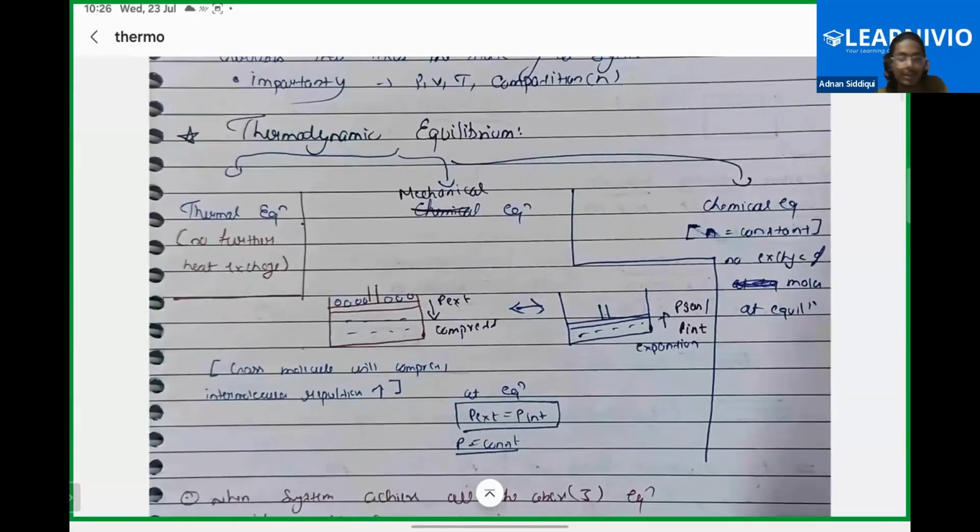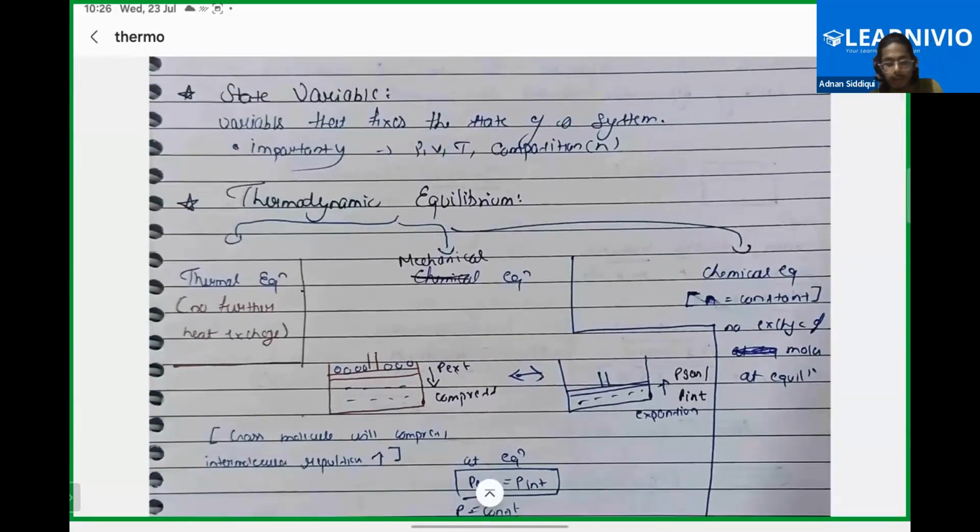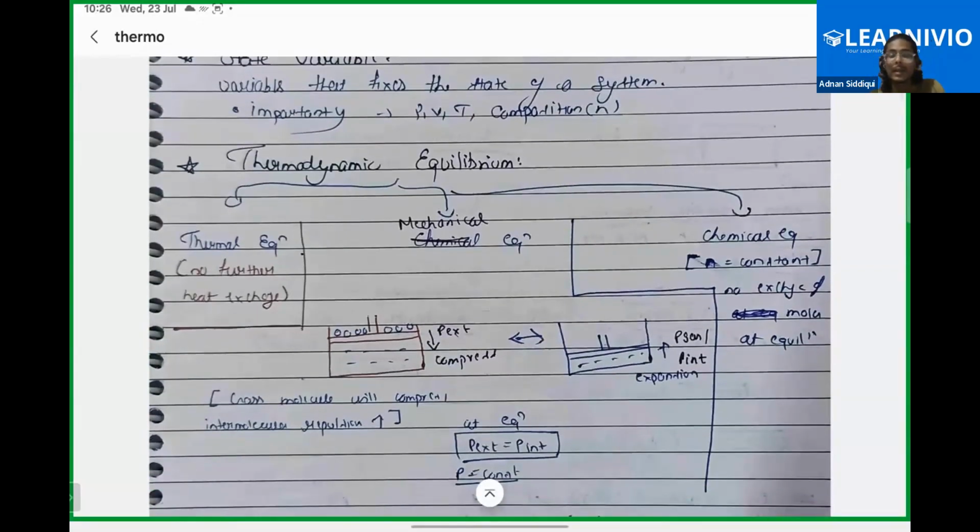Okay, so thermodynamic equilibrium. When you are going to say your system has achieved thermodynamic equilibrium, it must have thermal equilibrium plus mechanical equilibrium and chemical equilibrium. If your system has these three equilibria, then you can collectively call it thermodynamic equilibrium. As you already mentioned, what is thermal equilibrium? When there is no further heat exchange.